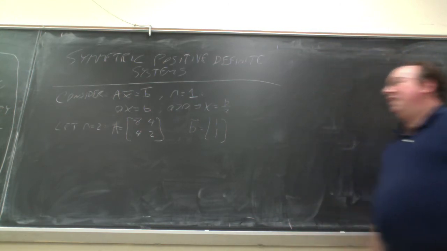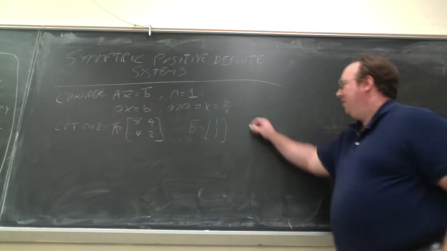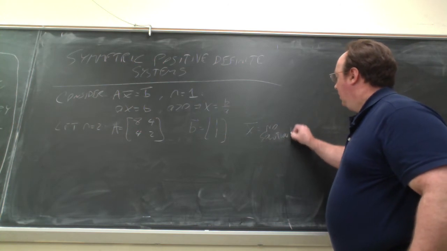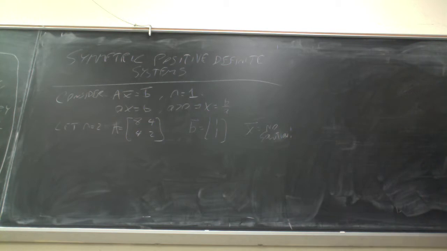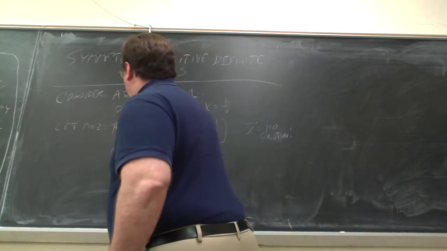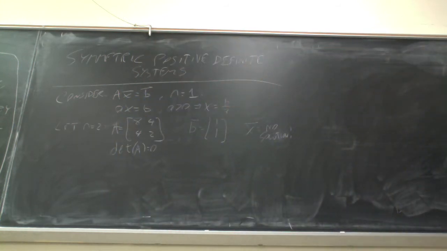Now, based on this matrix A, can anyone tell me why I cannot solve this system? What's wrong with A? Yeah, A is a singular matrix. If you take the determinant of this, A times 2 is 16, minus 4 times 4 is 16. The determinant of A is 0. So it's definitely not enough to have a matrix of positive entries to be considered as a generalization of a positive number.